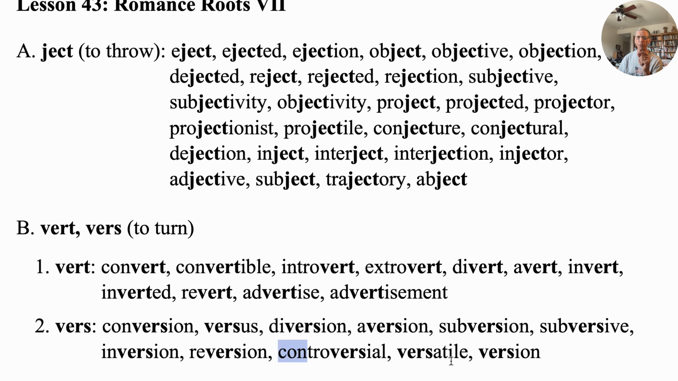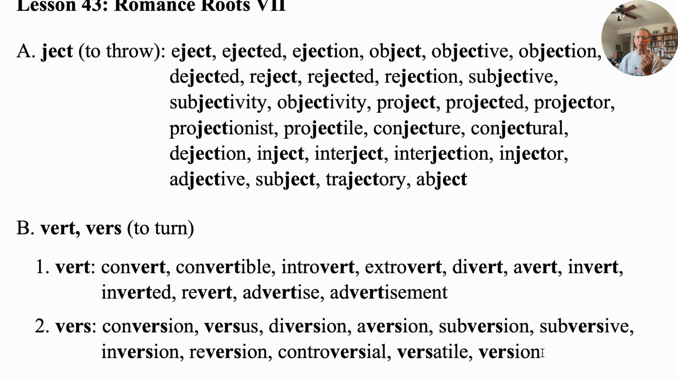Versatile, sometimes pronounced versatile. Versatile is something that can be used for different things. It's able to be used different ways. A versatile teacher is someone who can teach several different subjects. A friend of mine used to teach German and Spanish, quite a combination. He would have some Spanish classes, and then he would have some German classes, and so he could go between either language. He was a very versatile person.